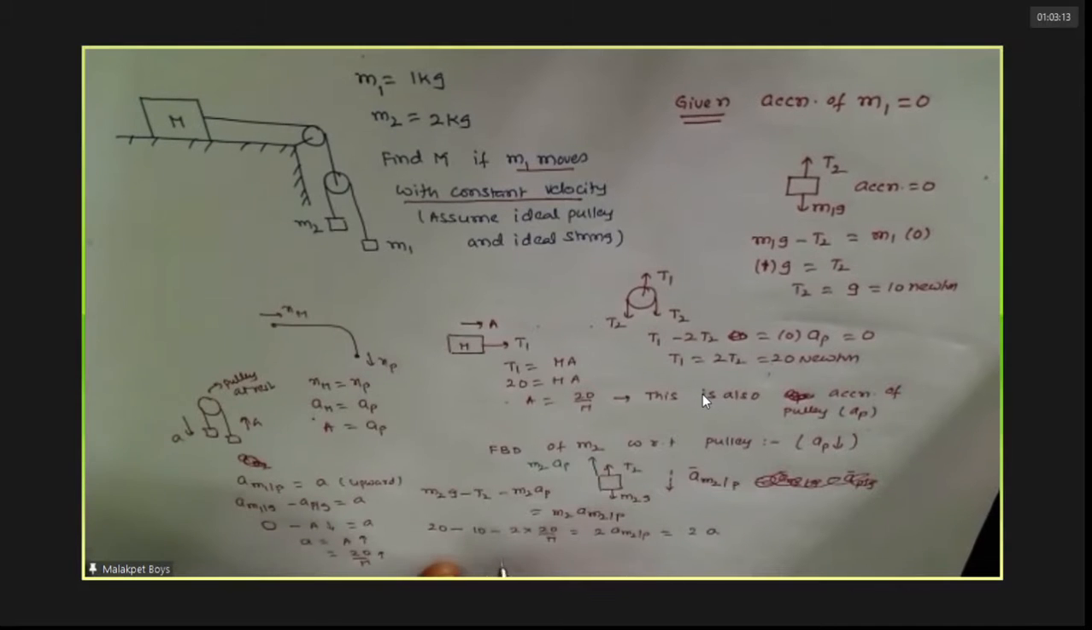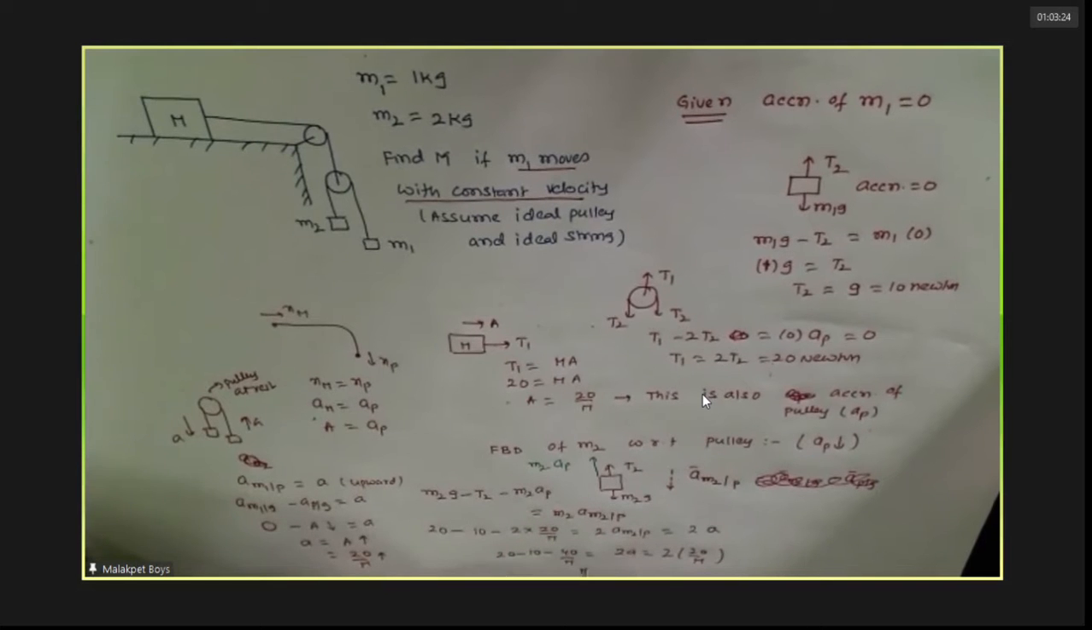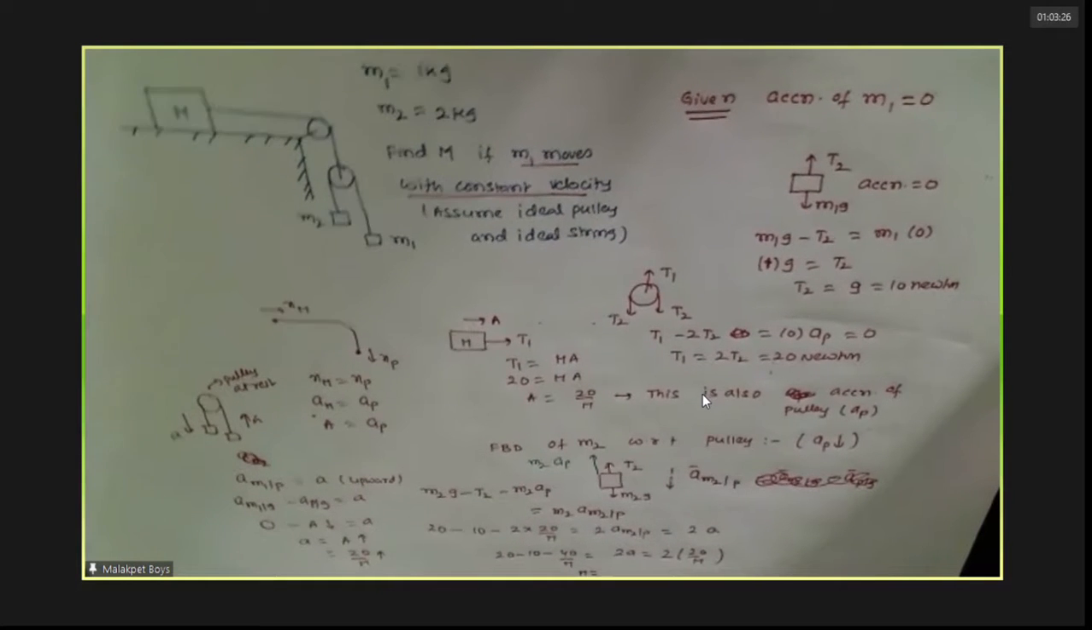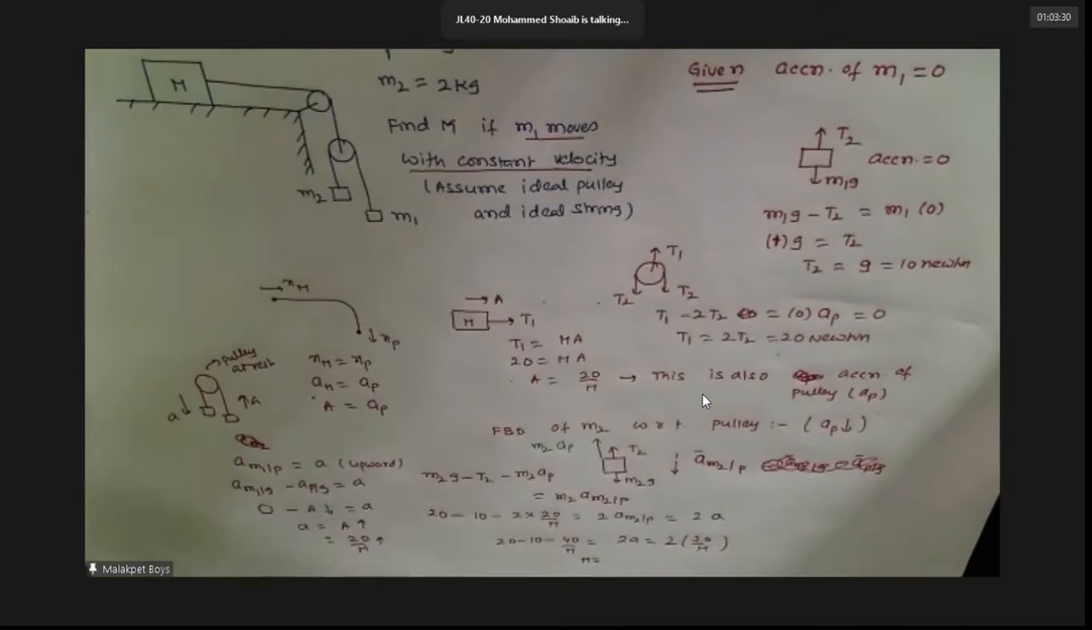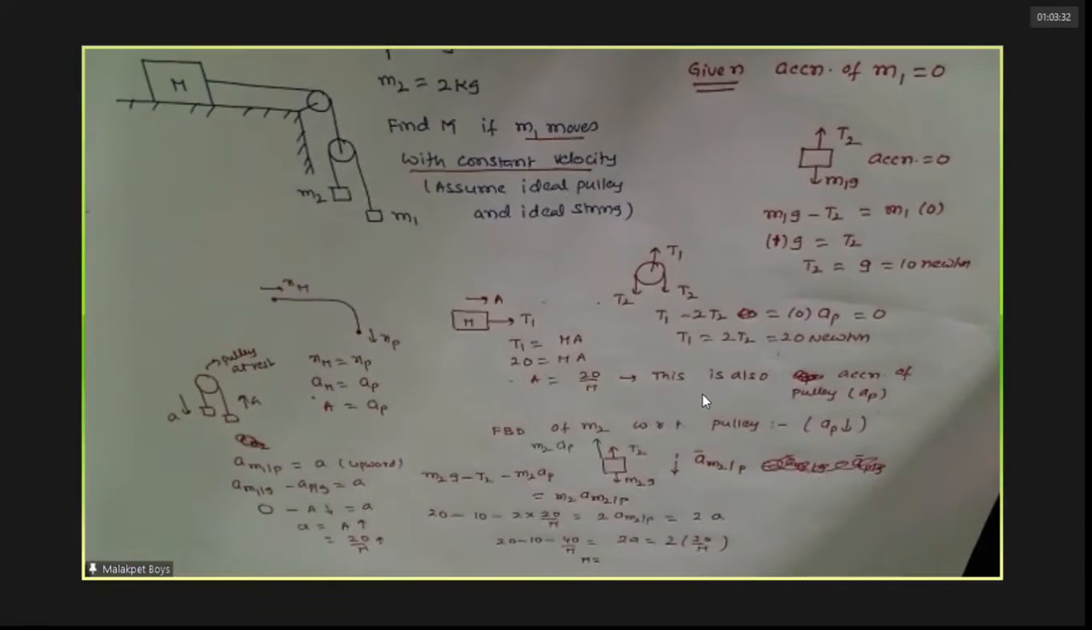So that means here 20 minus 10 minus 40 by m equals 2a, that is 2 into 20 by m. This gives you what? The m value, no? Understood this? Hello? Yes, sir. Any doubt, sir?